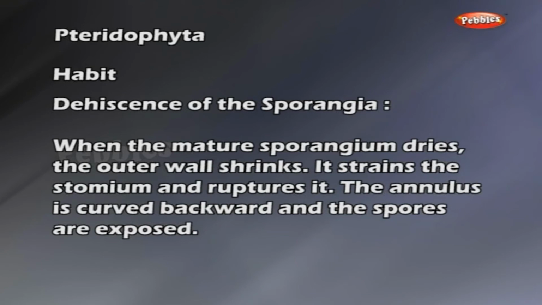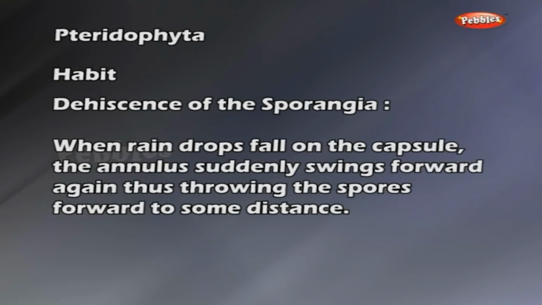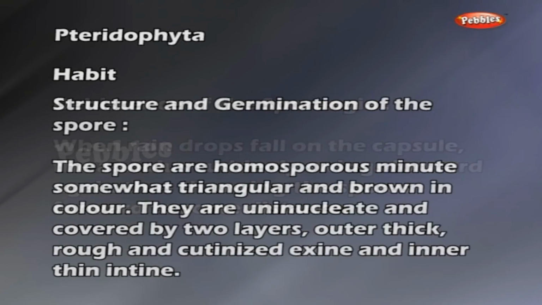Dehiscence of the sporangia. When the mature sporangium dries, the outer wall shrinks. It strains the stomium and ruptures it. The annulus is curved backward and the spores are exposed. When raindrops fall on the capsule, the annulus suddenly swings forward again, thus throwing the spores forward to some distance.